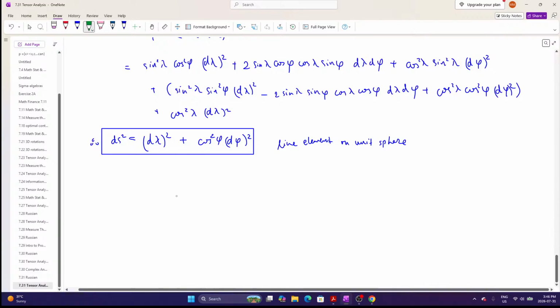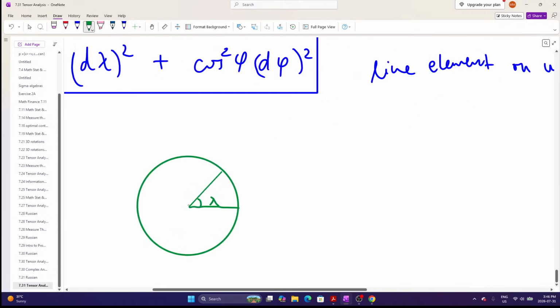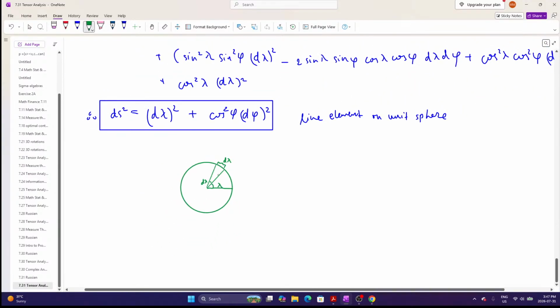You got this circle, and we're looking at it from the side. So this is the angle, lambda, the latitude. Imagine if you change lambda by a little bit, like this. So this is your d lambda. Because the radius is 1, the arc length traversed is approximately d lambda. So that's one perspective.